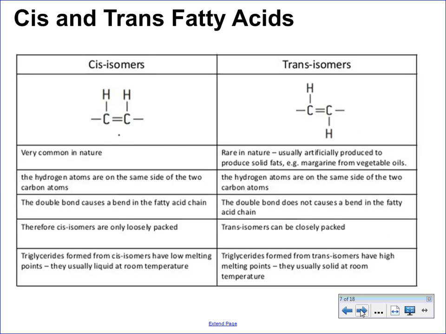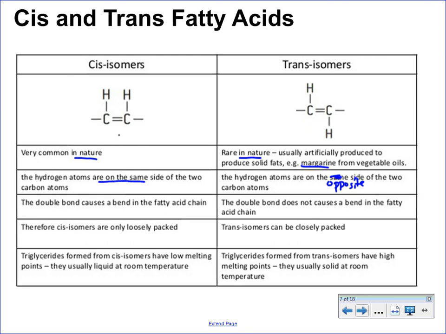So the following chart just summarizes these properties and characteristics of cis and trans isomers. It describes the fact that in the trans isomers the hydrogens are on opposite sides of the two carbon atoms, whereas in the cis isomer they are on the same side. Cis isomers tend to be very common in nature. You find them a lot in nuts, in plants, and in fish oils. Whereas trans isomers tend to be rare in nature. We commonly find them in artificially produced products such as margarine.